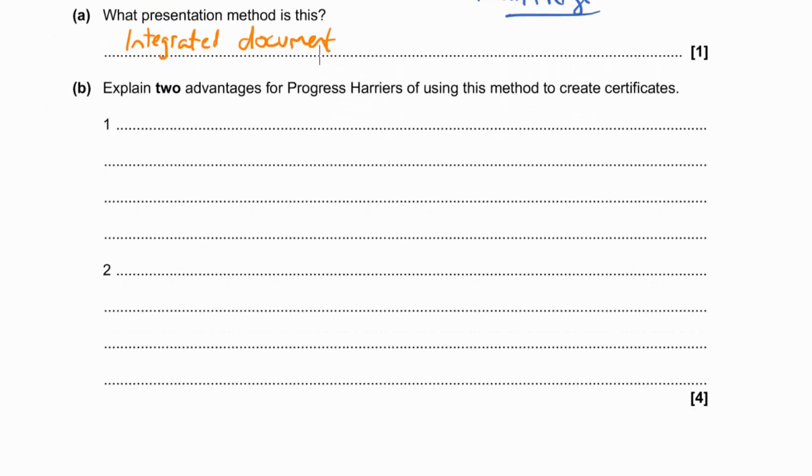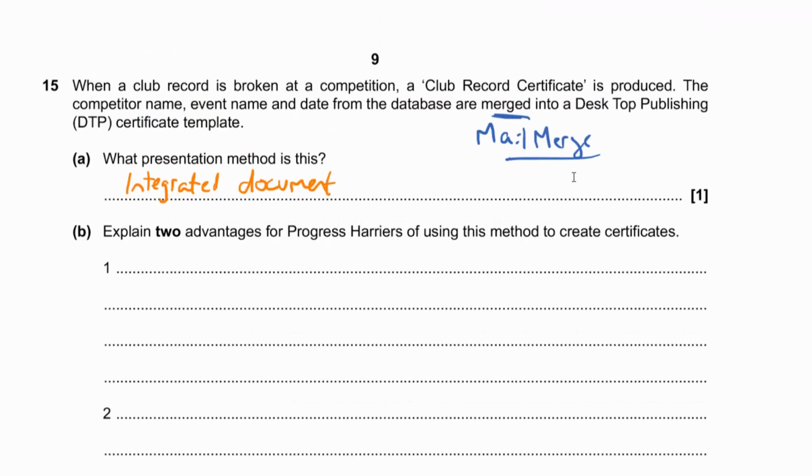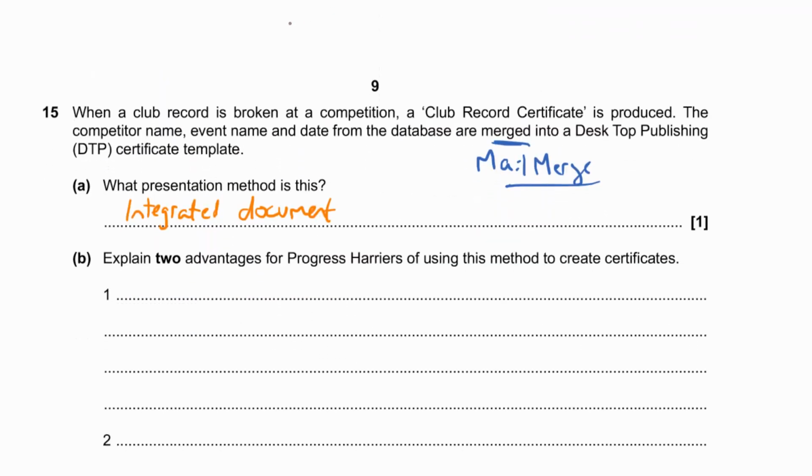Right, but in terms of why this is good, why are they doing this? What are two advantages to Progress Harriers of using this method of integrated documents to create their certificates? They could have somebody opening up the database, opening up the certificate, and literally copying and pasting the stuff into the certificate. But the idea here is they're managing to create this mail merge, so it's taking data from here into your spreadsheet, into your whatever it is, desktop publishing, and it can produce certificates with actual values in, not just blank boxes or identifiers.